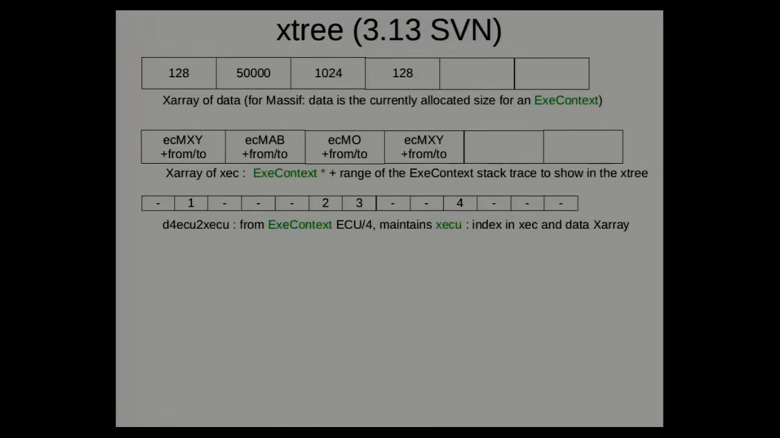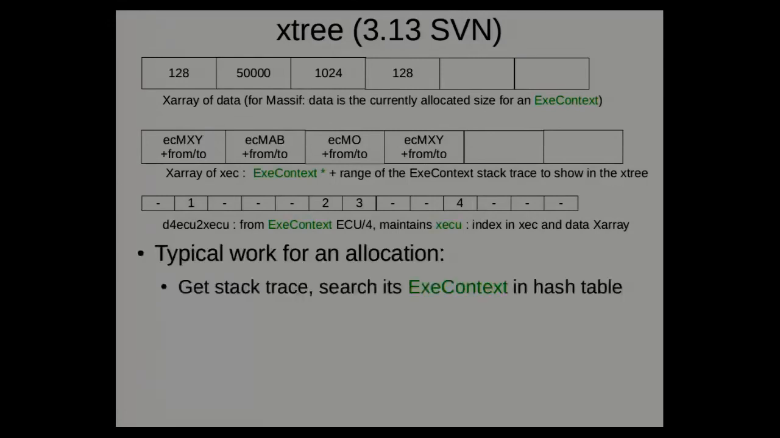So this array divided by 4 gives XEQ. XEQ is a new unique exec context identifier, which is in fact the offset in this XT data structure. The typical workflow for an allocation using this data structure is to get a stack trace and search its exec context in the hash table, and this is part of a standard module of the Valgrind core. And a small note on Memcheck and Valgrind.